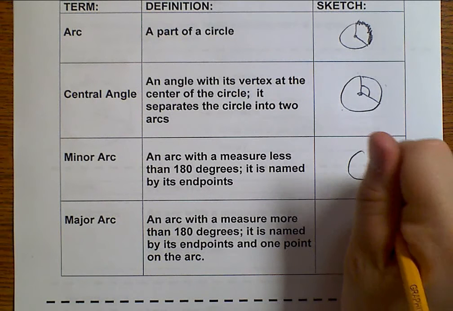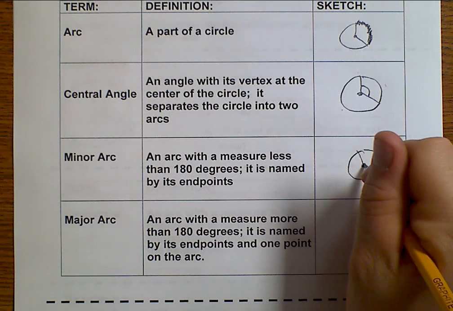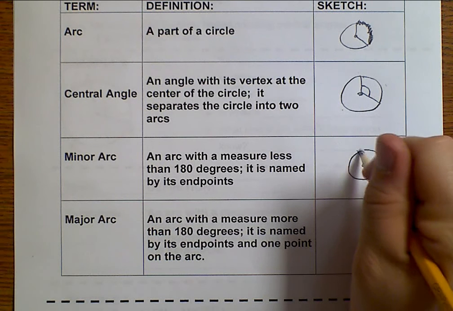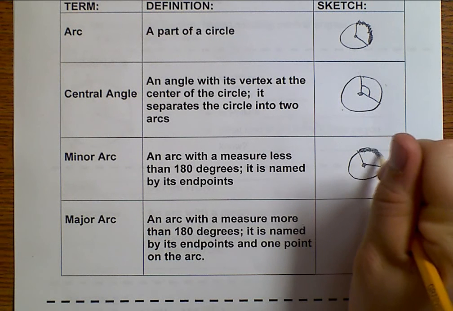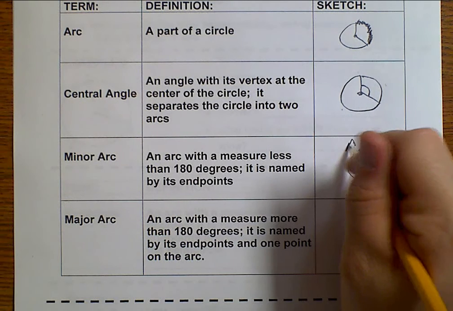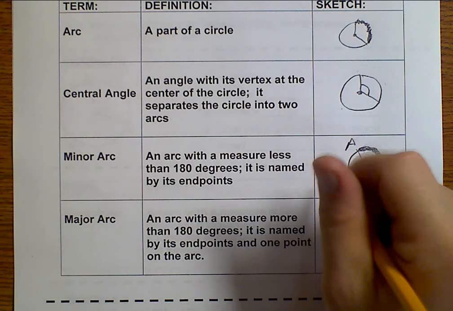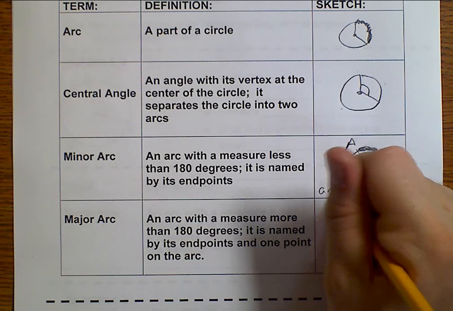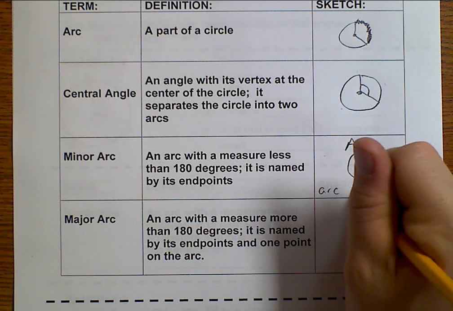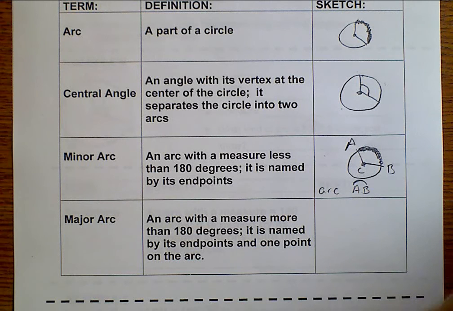So if we have our circle, we have the minor arc, which is an arc whose measure is less than 180 degrees. So this is A, B, and C. We would call this arc AB with a little curve over the top of it.